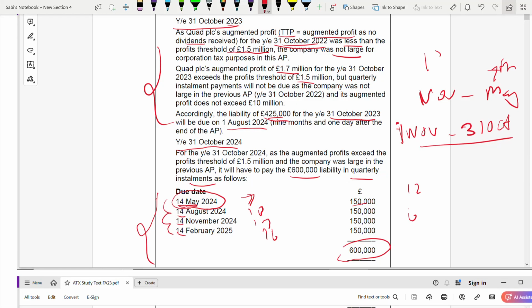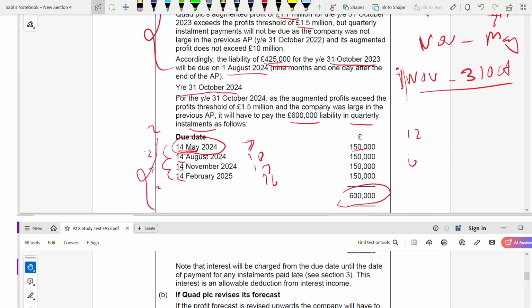May, June, July, August. So August. Then from August, September, October. So in between each month, there will be 2 months remaining. So from May to August, June, July. From August to November, September, October. Then from November to February, December, January. Like that. In between, you can see there are only 2 months left. And it's equal installments. So 7 month means from the start of the accounting period. That is from 1st of November, you have to go 7 months, including the first month.